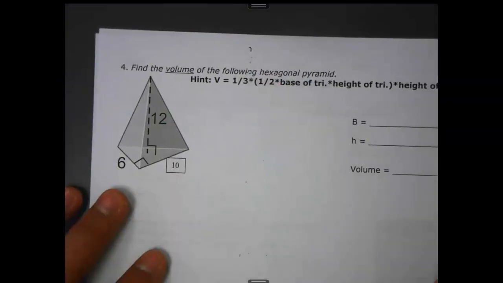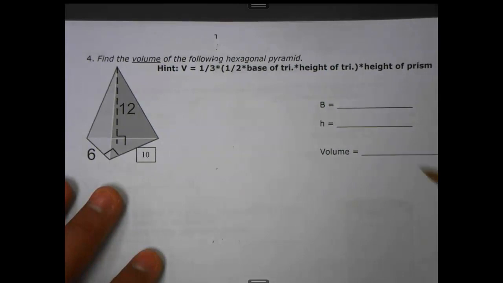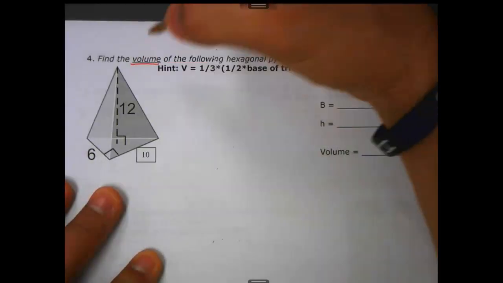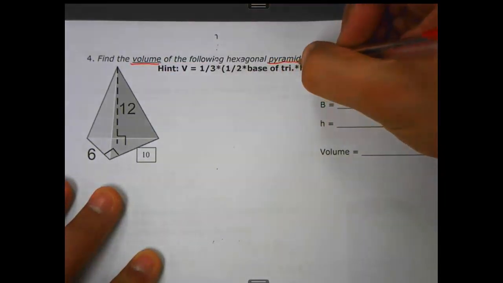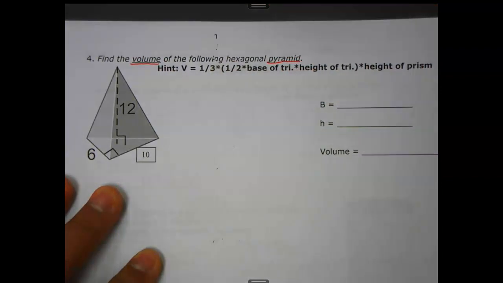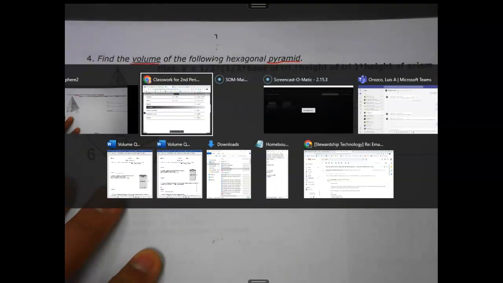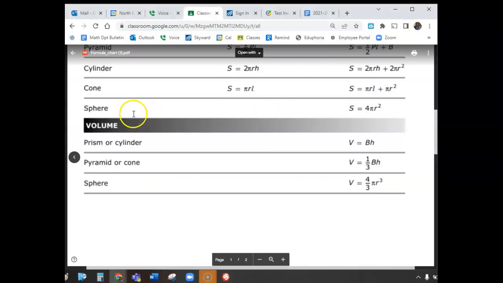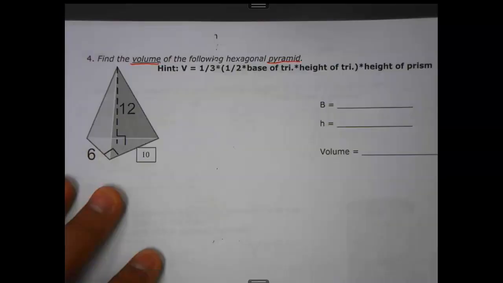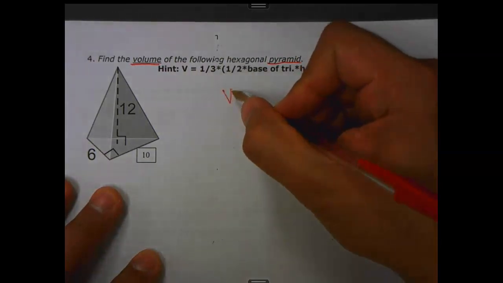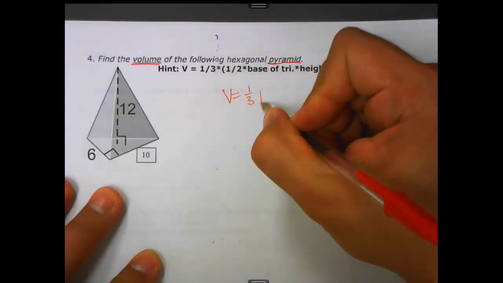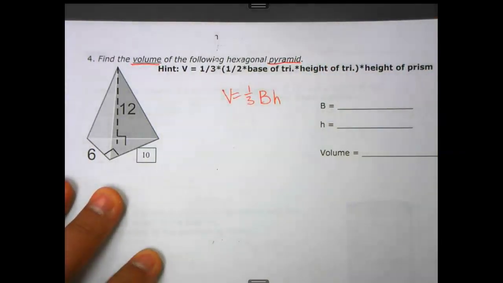Okay. Last one. 4 problems. Okay, find the volume of the following. Now, volume of a pyramid. So, volume of a pyramid is 1/3 big BH. Okay, so 1/3 big BH.